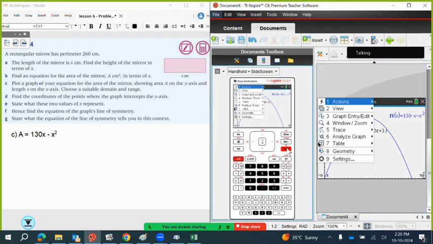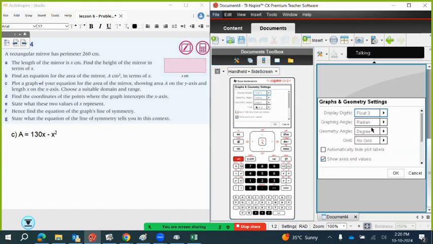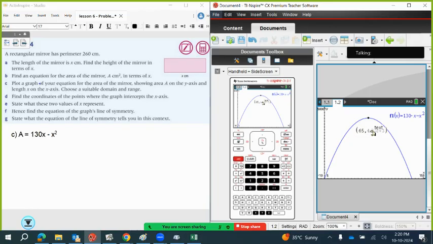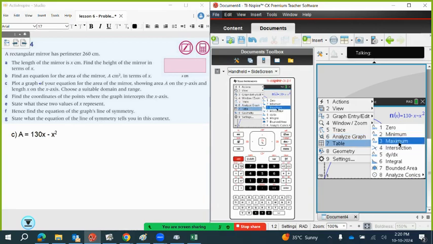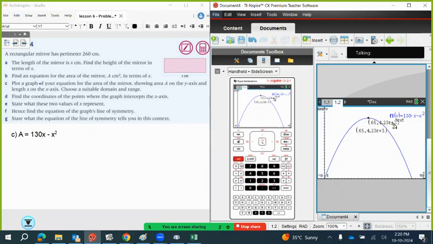To get this off, I'm going to press Menu, Settings, and take off the float 3 there and put it to Auto. Let me see if I can get rid of that. And then go Menu, Analyze Graph, Maximum. Nope, it's not giving me non-standard form. Yeah, so it should be 4,225.